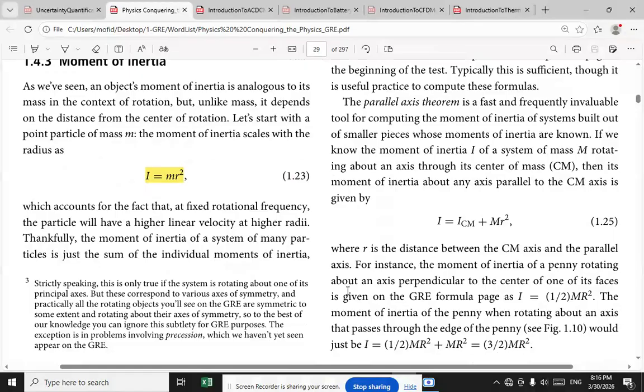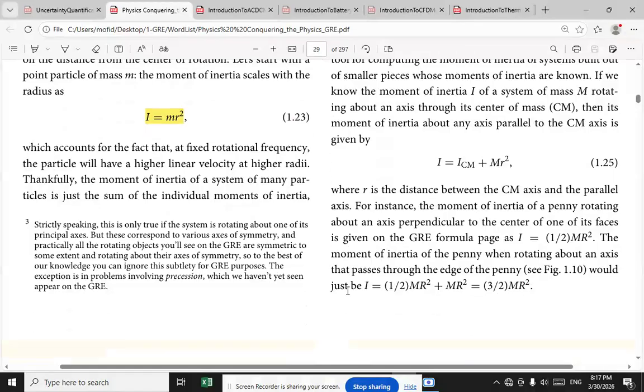Thankfully, the moment of inertia of a system of many particles is just the sum of the individual moments of inertia. Strictly speaking, this is only true if the system is rotating about one of its principal axes, but these correspond to various axes of symmetry, and practically all the rotating objects you will see on the GRE are symmetric to some extent and rotating about their axis of symmetry.